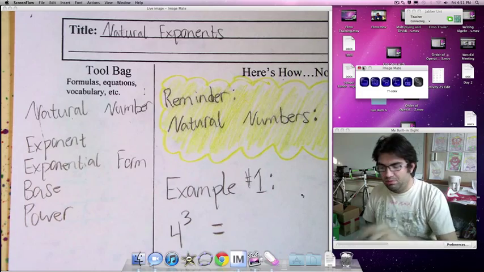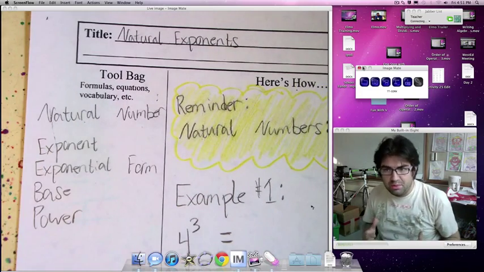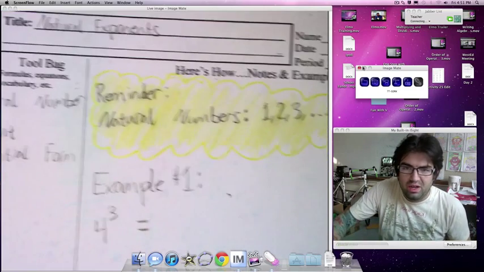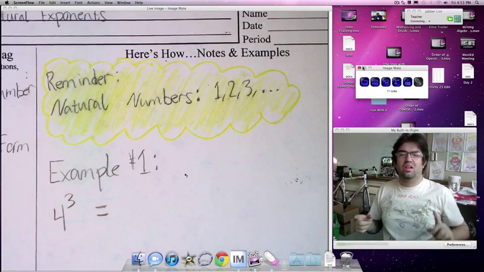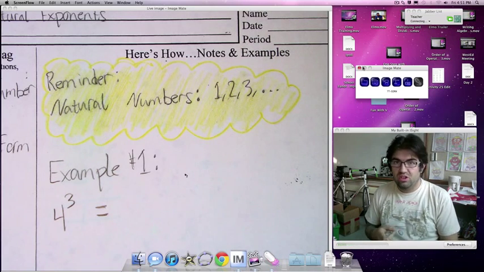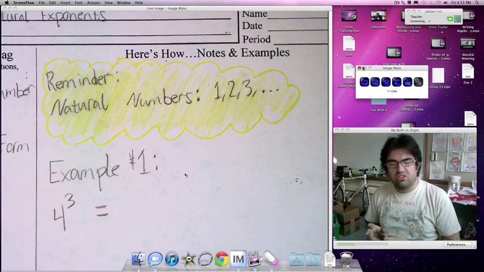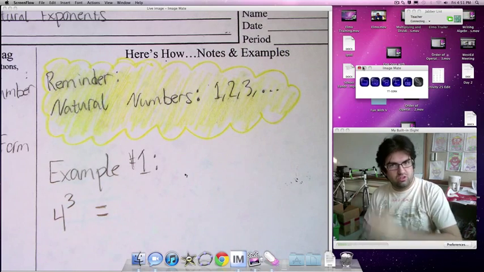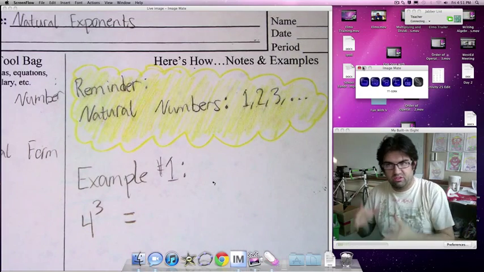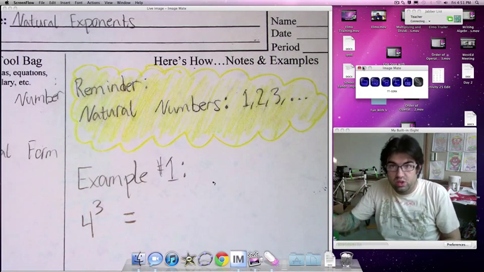Here we go. I've got my tool bag with some vocabulary in it. Please write it down. Just a little bit of a reminder what a natural number is. A natural number is like 1, 2, 3, on forever. Not negatives, not 0. Negatives and zeros are not natural numbers. It's just 1, 2, 3, on. So I just wanted to give you a reminder about that because we are dealing with exponents that are only natural numbers.